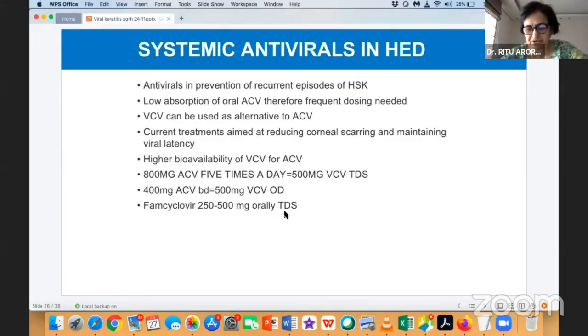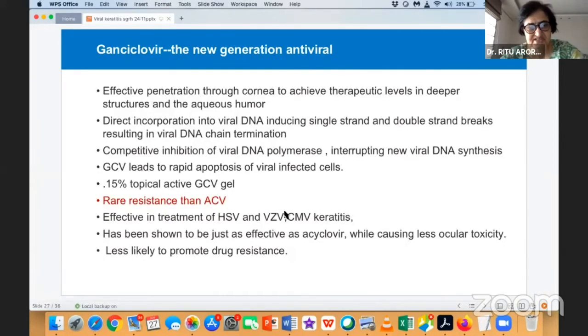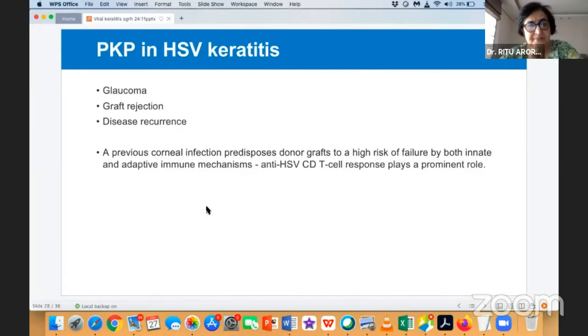So these are different permutations and combinations whenever your patient says that they don't want to use the drug for a longer period of time. Another one which we have is topical ganciclovir. It does not have any extra advantage over acyclovir, except that it is to be used less often, TDS, and rarely, in cases which are resistant to acyclovir, ganciclovir may be of use. Whenever we do a PK in a case of earlier herpetic stromal keratitis, there is a higher risk of glaucoma, graft rejection, and disease recurrence.